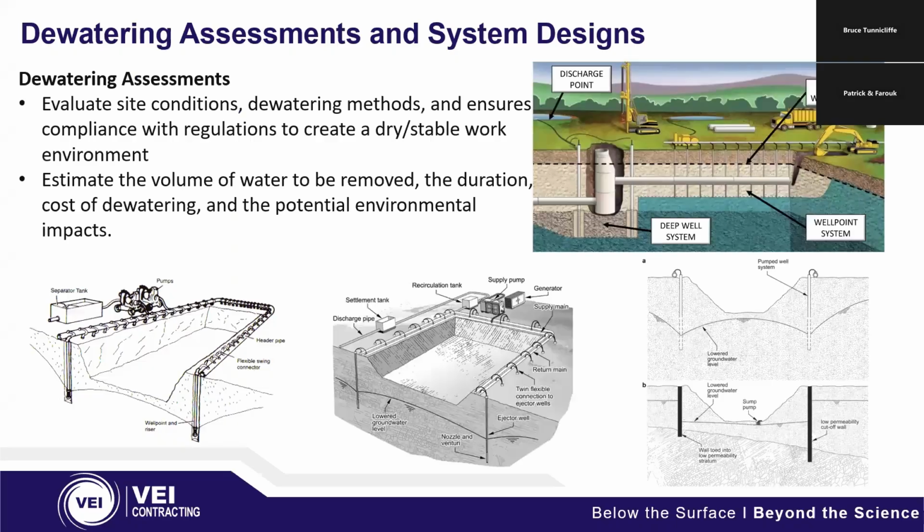So first off, dewatering assessments. Dewatering assessments are used to evaluate site conditions, determine dewatering methods, and ensure compliance with regulations. The goal is to establish a safe, dry, stable work environment during the construction activities. They aim to estimate the volume of water that's going to be removed, the duration that the dewatering would be needed, the cost sometimes, and then some potential environmental impacts if that's anticipated.